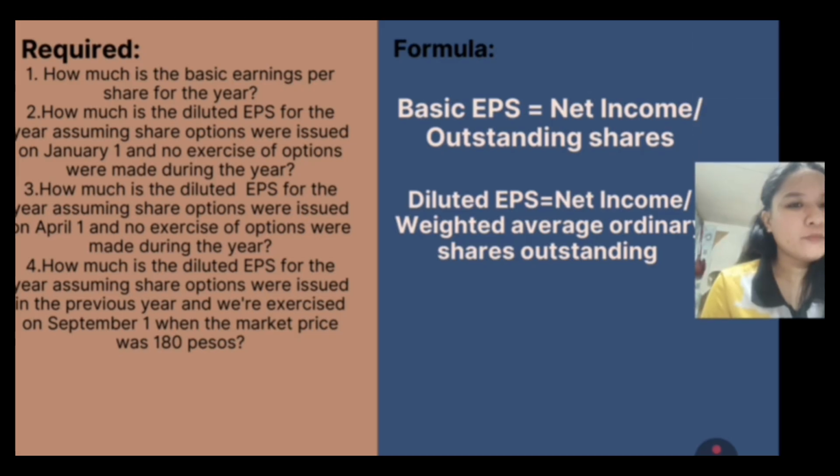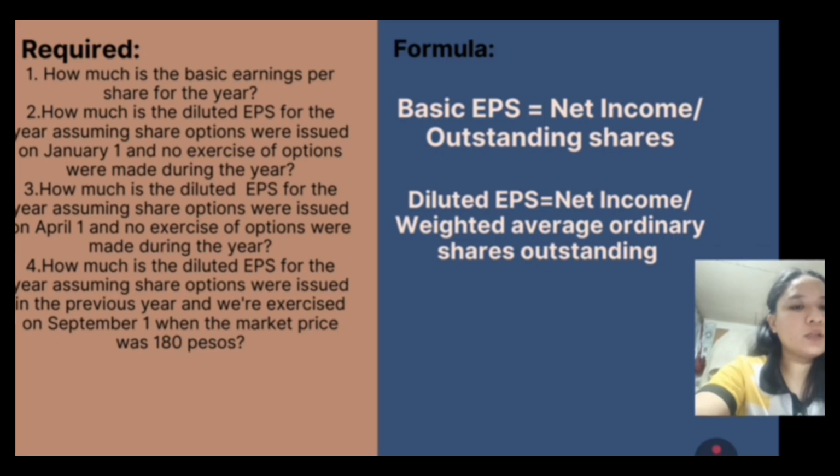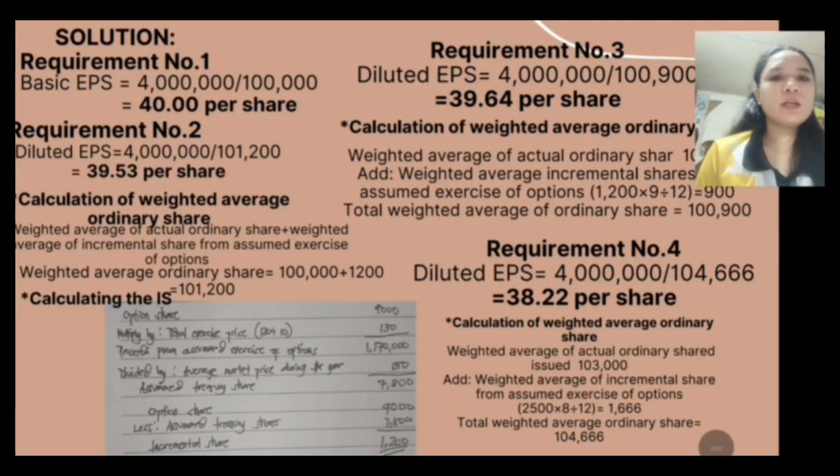So we have here the basic formulas. The basic earnings per share is equal to net income divided by outstanding shares. The diluted earnings per share is equal to net income divided by weighted average ordinary shares outstanding. So here are the necessary solutions to our problem. For requirement number 1, let's calculate the basic EPS, or earnings per share. The net income is 4 million divided by 100,000. So the answer is 40 pesos per share.